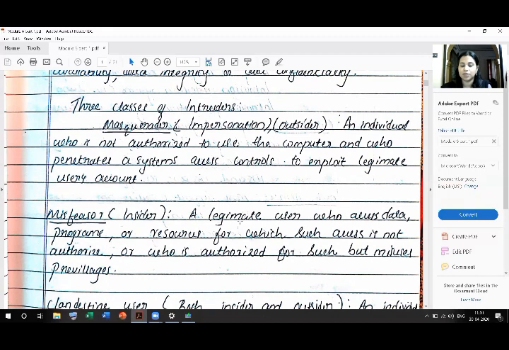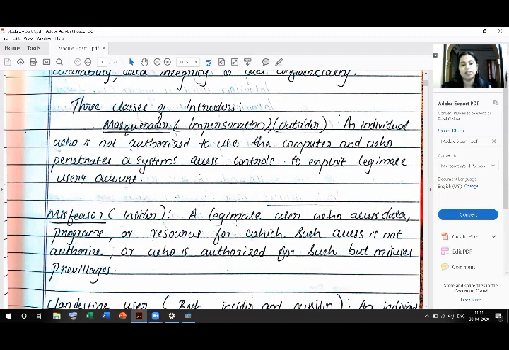Next one is the misfeasor. It's an insider. It means a legitimate user who accesses data, programs, or resources for which such access is not authorized, or who is authorized for such access but misuses privileges. If an authorized system has authorized users, the insider is also an authorized user, but with some limits on data handling. If he exceeds those limits and enters other information without the permission of the system, that's known as the insider attack or insider misfeasor.